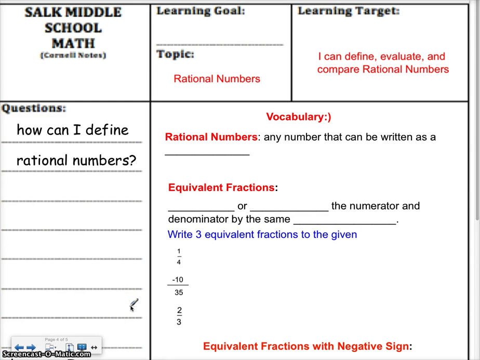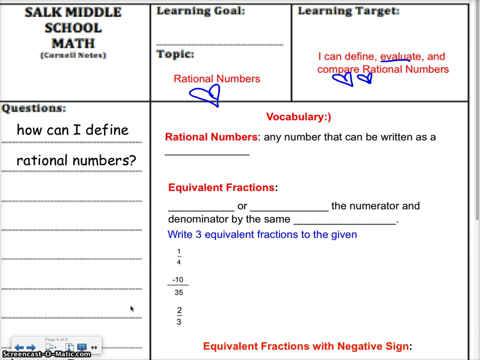Okay, we are talking about rational numbers today where I'm actually going to define what a rational number is. You're not going to have to identify today, but you are going to have to work with rational numbers. So you're going to be able to evaluate rationals and compare rationals today. You're not going to identify today. That is, I think, tomorrow-ish.